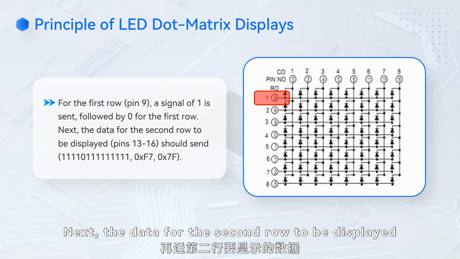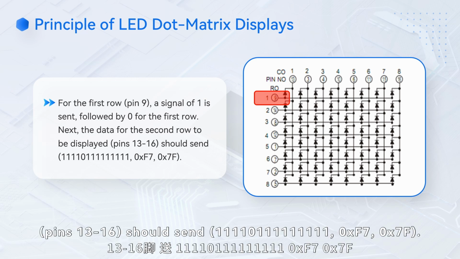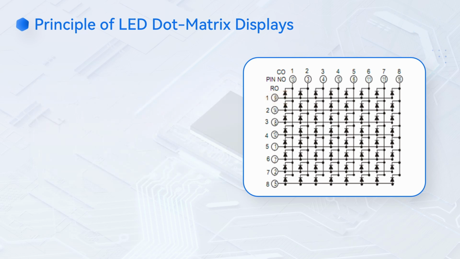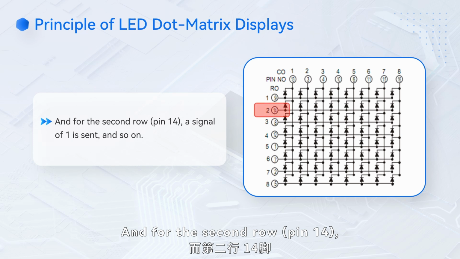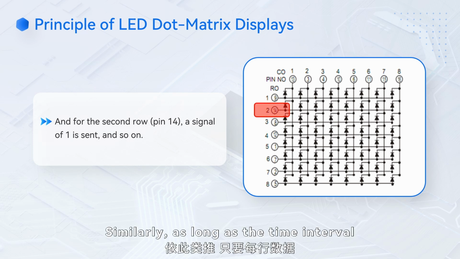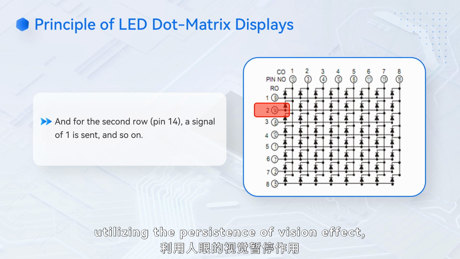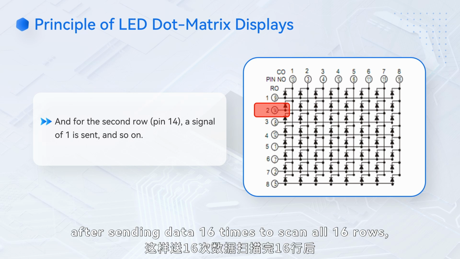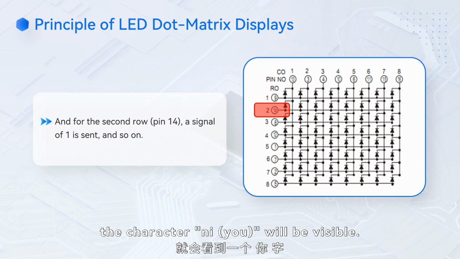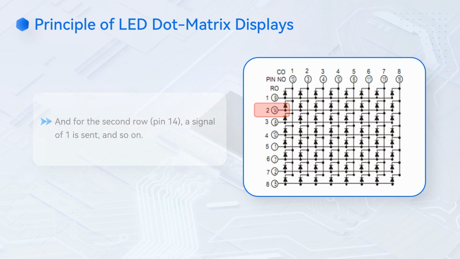the first row. Next, the data for the second row to be displayed, pins 13 to 16, should send 11111011111111, 0xF7, 0x7F. And for the second row, pin 14, a signal of 1 is sent. Similarly, as long as the time interval between each row's data display is short enough, utilizing the persistence of vision effect, after sending data 16 times to scan all 16 rows, the character ni, yu will be visible.